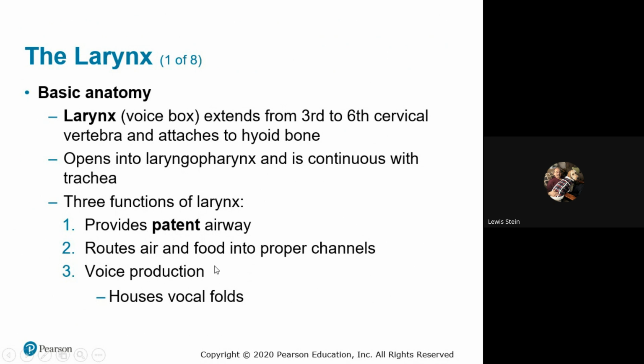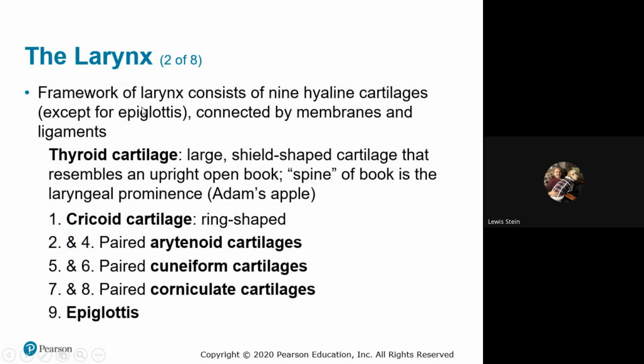So the larynx not only directs the air in one direction and the food in the other direction. We have vocal folds. There are 9 cartilages. There's only 3 that you have to be concerned with. The thyroid cartilage, that's the big shield anteriorly. There's models here.